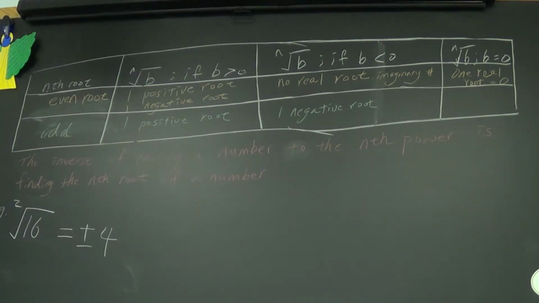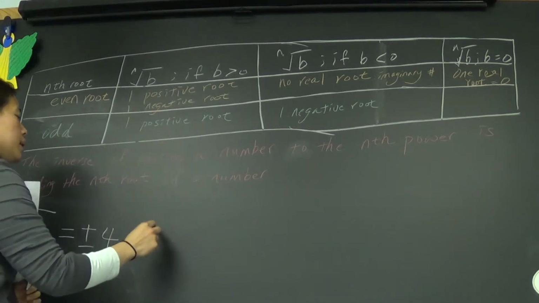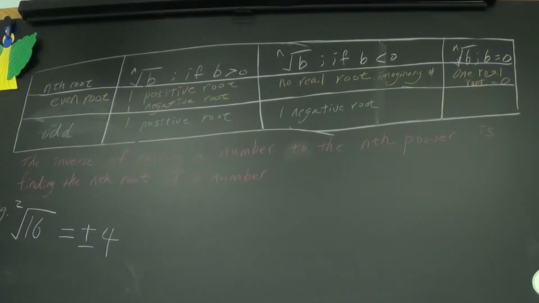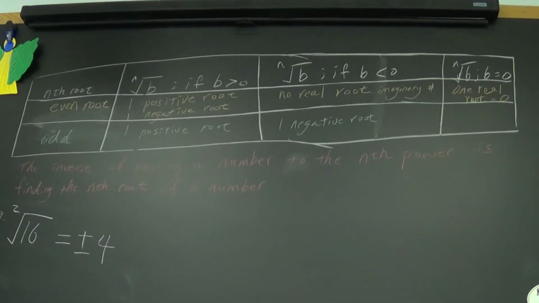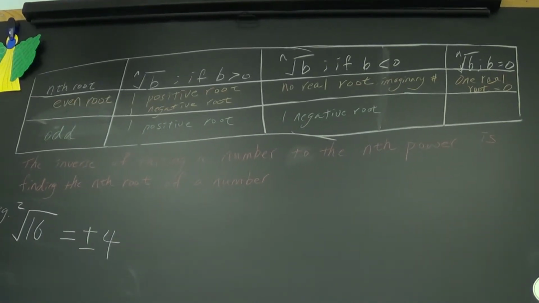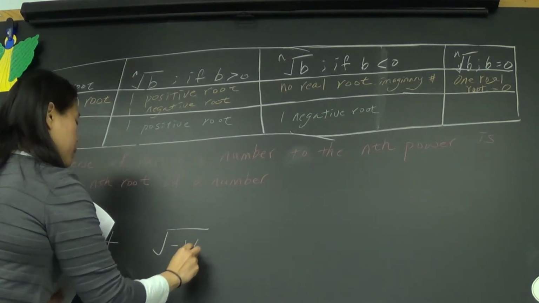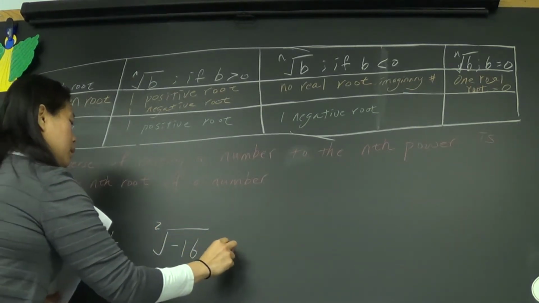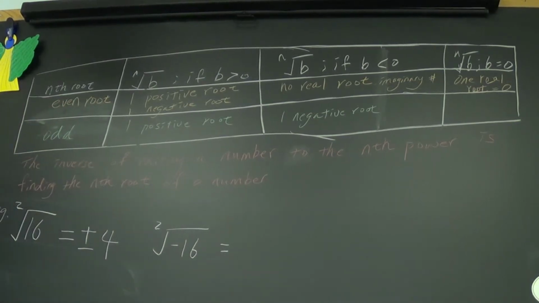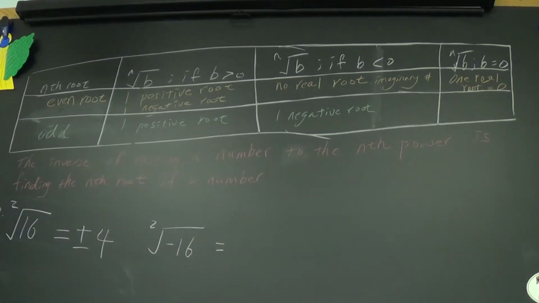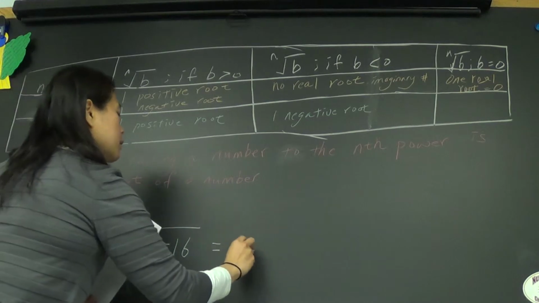Now, Emily, give me an example for when b is less than 0, and the root is even. So it could be negative 16? Okay. You guys pick something easy. Okay, then it will be 4, right?